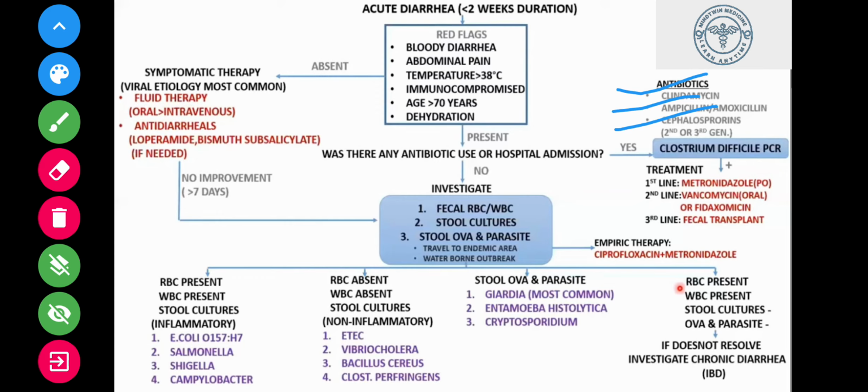So what you should do is a Clostridium difficile PCR. That is the test you should do. And the treatment should be started immediately with the first line drug, metronidazole, per oral. Which doses are available for metronidazole? Usually a 400 mg tablet is available.